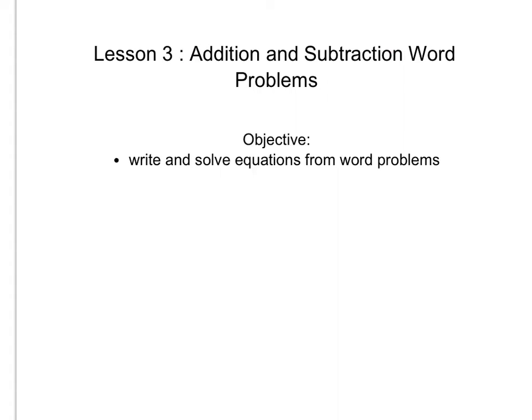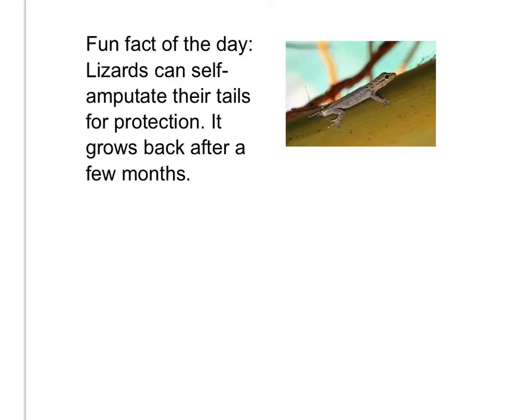Okay, so let's go to our fun fact of the day. Our fun fact of the day is that lizards can self-amputate their tails for protection, and it will grow back after a few months. So here's a lizard who decided to cut off his tail. Maybe they did that because some animal was chasing it, had a hold of it, and they were able to detach it and run away, which is pretty awesome.